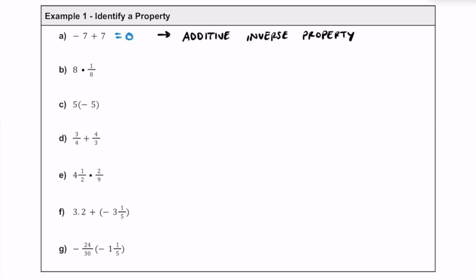What about this next one? We have 8 multiplied by 1/8. Well, hopefully you agree that this is really just 8 over 1 multiplied by 1 over 8. So whether you do 8 times 1 over 8 times 1 or just cross cancel the 8s to make it 1 over 1, you do get 1 when you multiply here. So if that's the case, we can go ahead and say that this does represent the multiplicative inverse property.